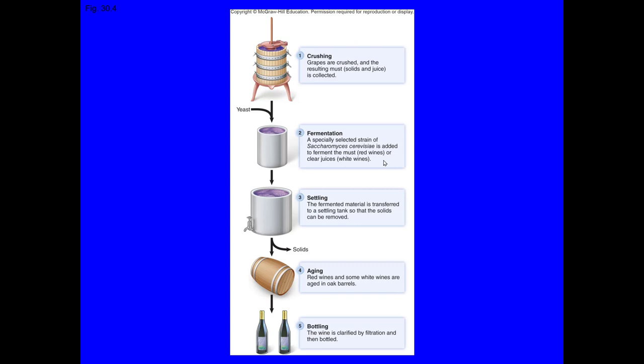Then you go through a process of settling. So what happens is you're going to transfer the fermented material to a tank so that the solids can be tapped off, removed, and then we put them in for aging. Now, red and white wines are aged in oak barrels, and then we do the bottling. Okay?